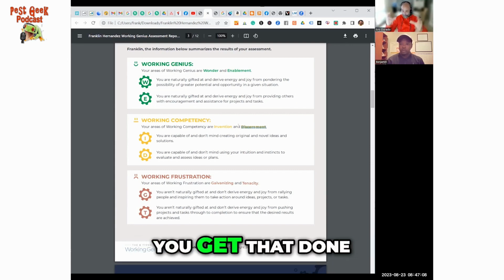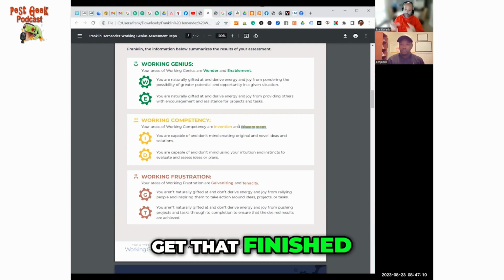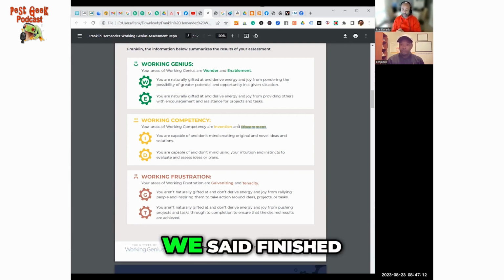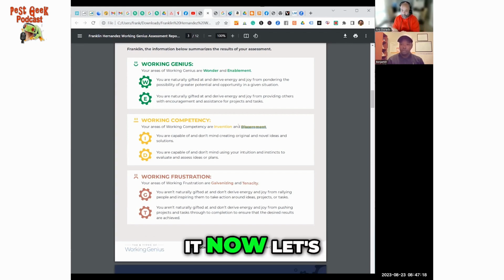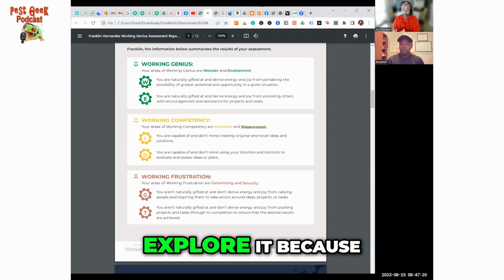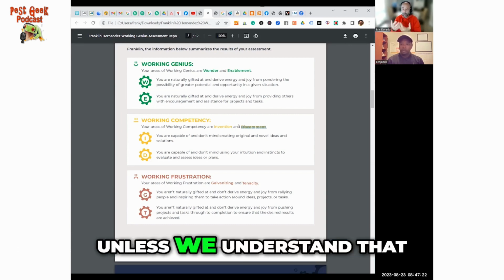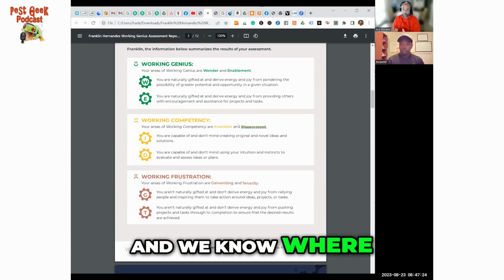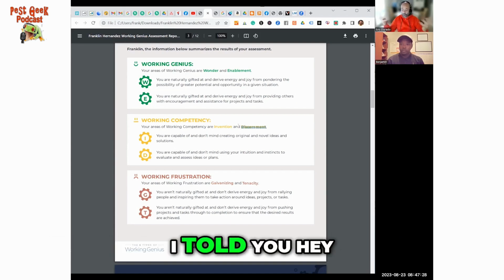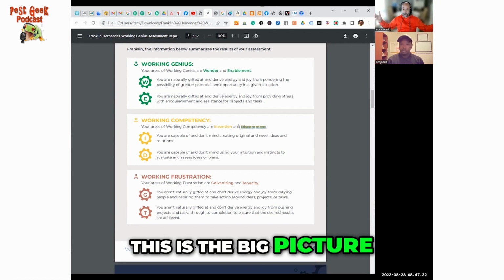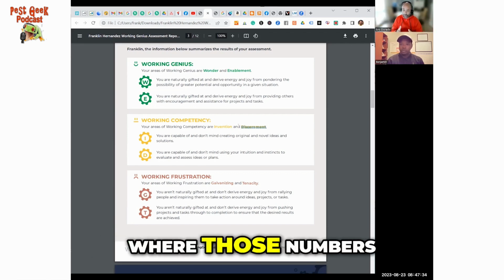So once you get that done, get that finished, get the other things that we said finished, we can meet again and say, okay, we got it. Let's evaluate it now. Let's understand it. Let's explore it. Because unless we understand that and we know where that is, and you don't know where those numbers are supposed to be, even if I told you, hey, this is the big picture, you still don't understand where those numbers need to be.